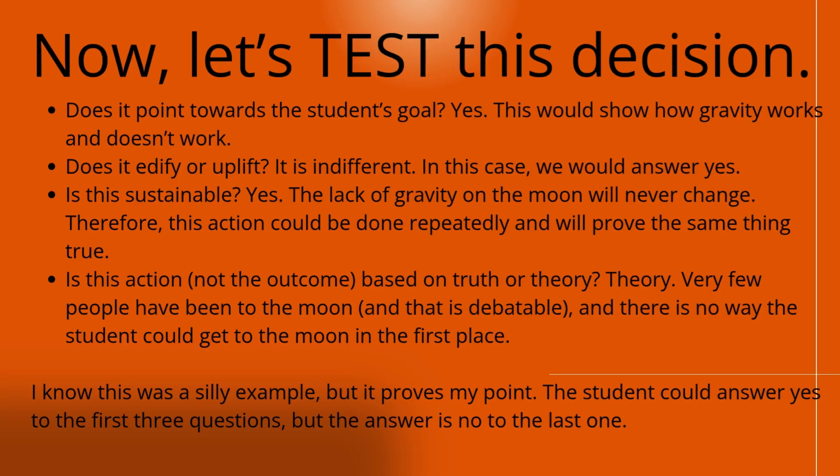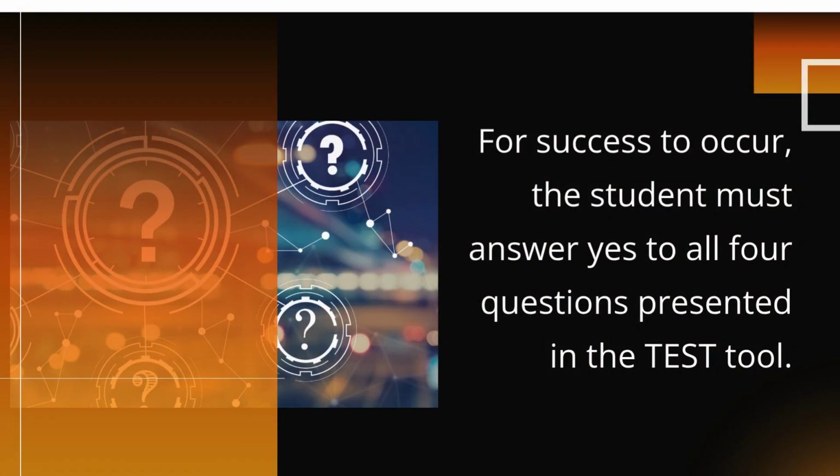Is this action, not the outcome, based on truth or theory? Theory. Very few people have been to the moon, and that is debatable, and there is no way the student could get to the moon in the first place. I know this was a silly example, but it proves my point. The student could answer yes to the first 3 questions, but the answer is no to the last one. For success to occur, the student must answer yes to all 4 questions presented in the test tool.